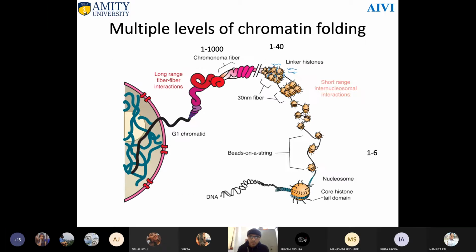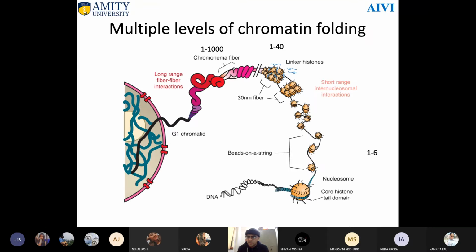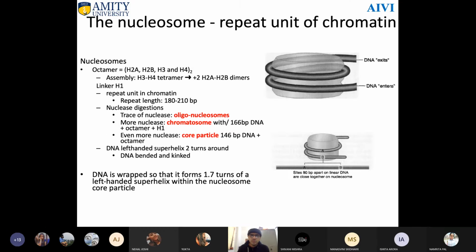So the structural unit is going to be your nucleosome. The histone is going to be a 3 helix structure, so the histone structure we may leave. How is this going to package? An octamer is going to be there. Octamer means H2A, H2B, H3, H4, each of 2. It's called the octamer, and around this octamer the DNA is going to package.